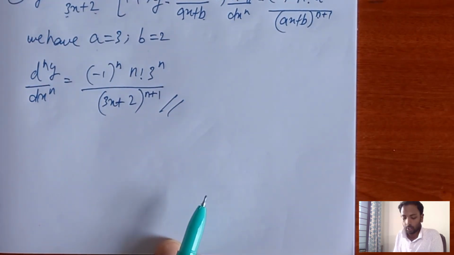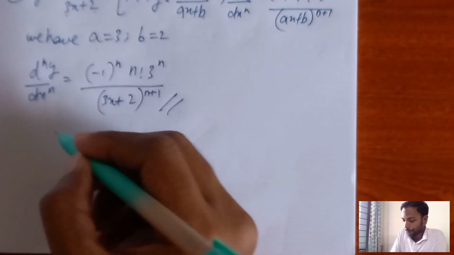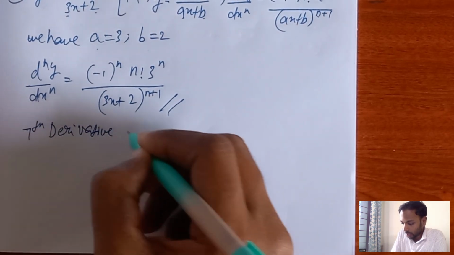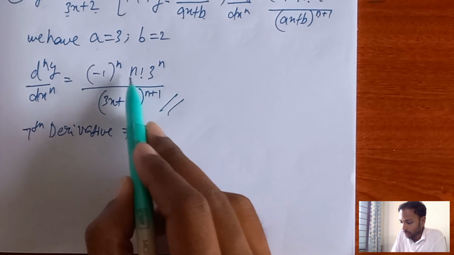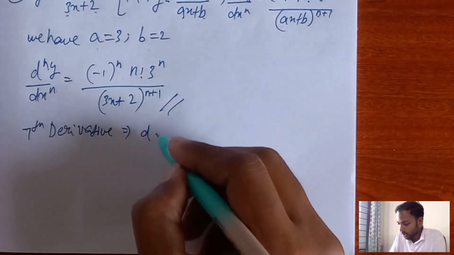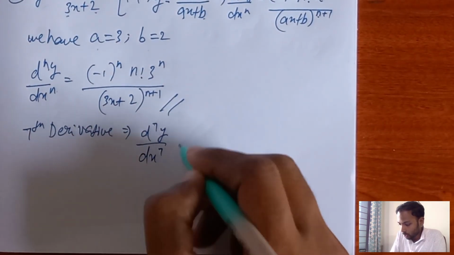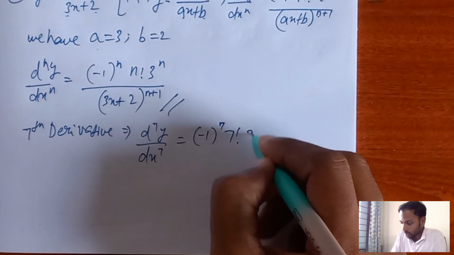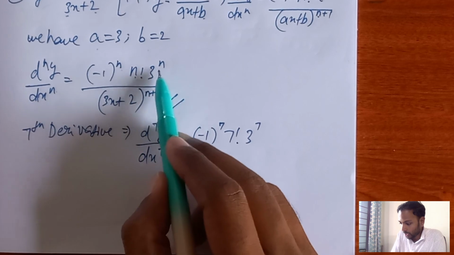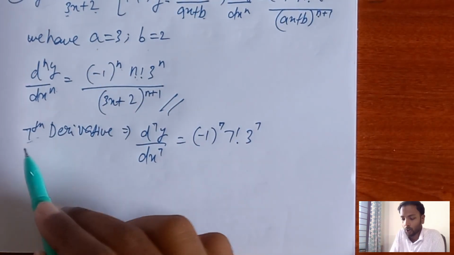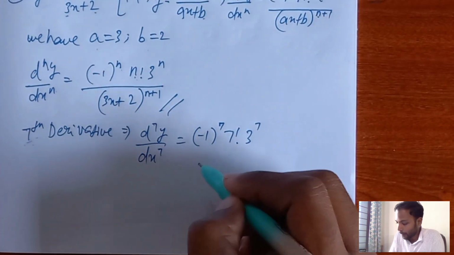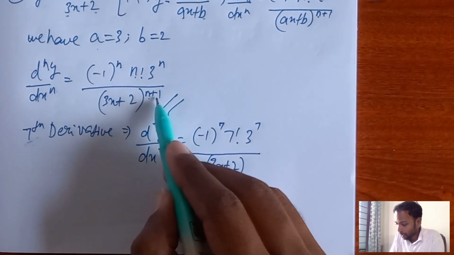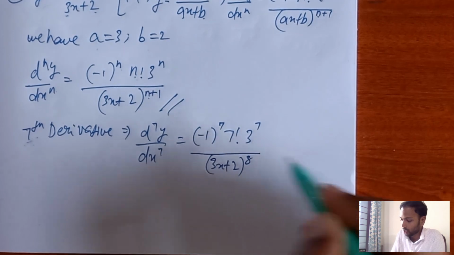Since we know the nth derivative, let's find the seventh derivative. Very easy. How to find the seventh derivative? Wherever you see n in this expression, put 7. So minus 1 to the power 7, 7 factorial, 3 power 7, by 3x plus 2 to the power n plus 1. So 7 plus 1 is 8.